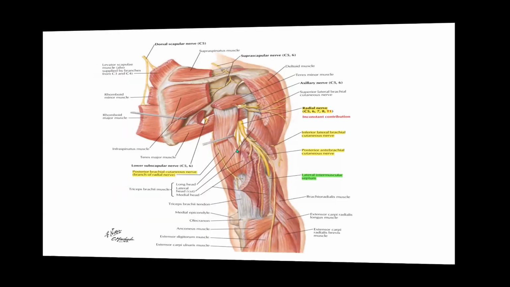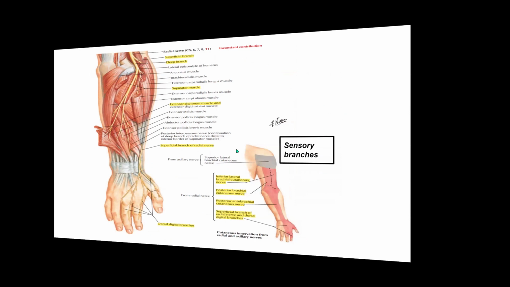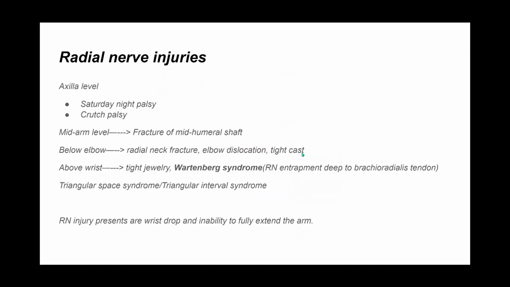Okay, I hope that's making sense. If you have a tight POP cast, it can cause compression neuropraxia. Above the wrists, especially the cutaneous aspects, a tight jewelry can do the same. And there is what is called Wartenberg syndrome, which is radial nerve entrapment deep to the brachioradialis tendon.